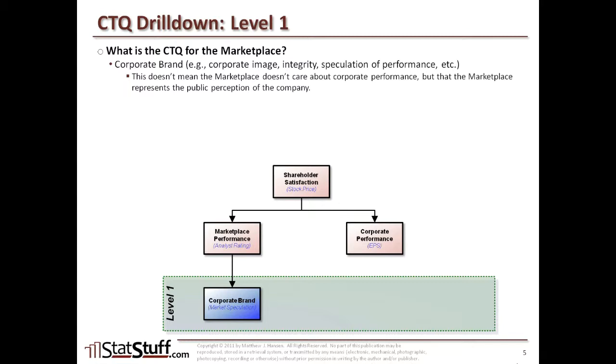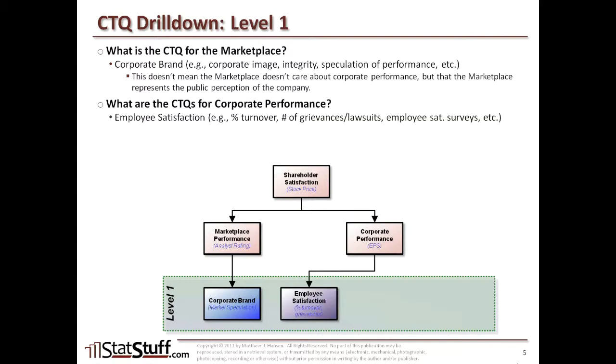So let's dig into the corporate performance side. What are the CTQs for that? Well, we can say there are 3 different ones. First one might be employee satisfaction. Again, how satisfied are the employees in the corporation itself, which could be measured by percent of turnover, or maybe by grievances or lawsuits by the employees, or maybe there are surveys that are given for employee satisfaction, those kinds of things.